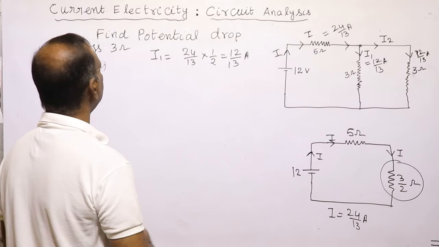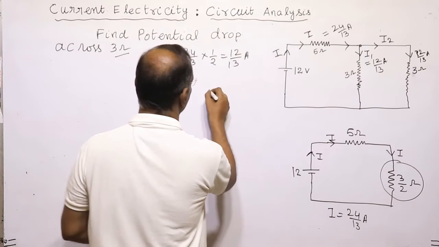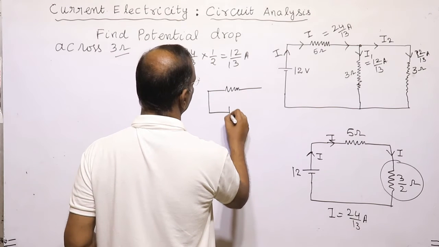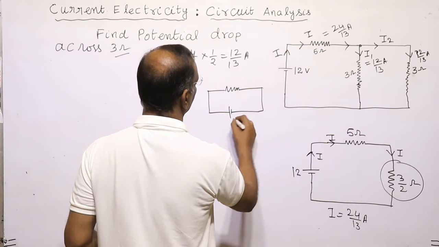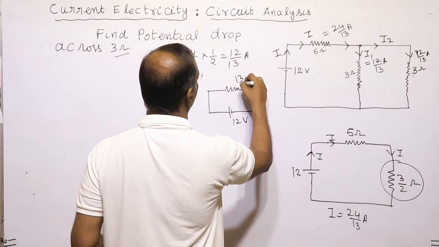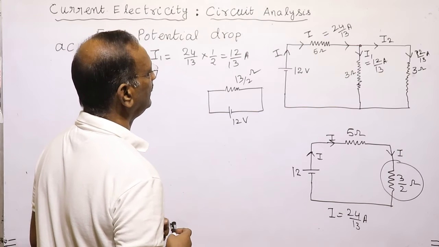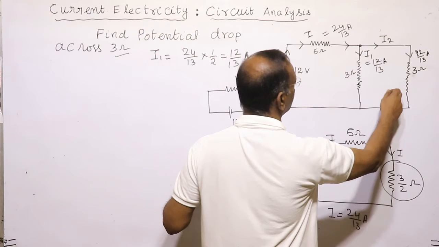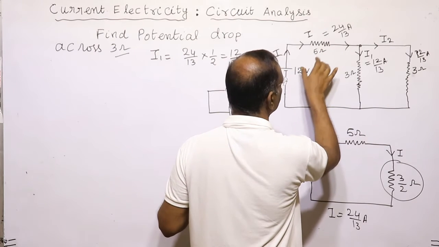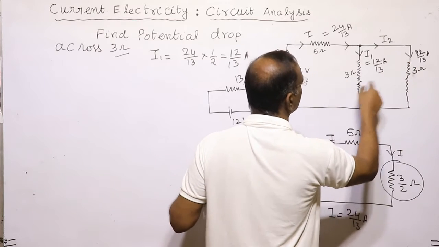Now what is asked? The potential drop across the 3 ohm resistor. See what is the net potential. Now the R equivalent, this is 12 volt, and R equivalent is equal to 13 by 2 ohm. Now we have to find the potential drop. Since both are in series, some voltage will drop here, and the rest of the 12 volt will appear here as well as here, because these both are in parallel.